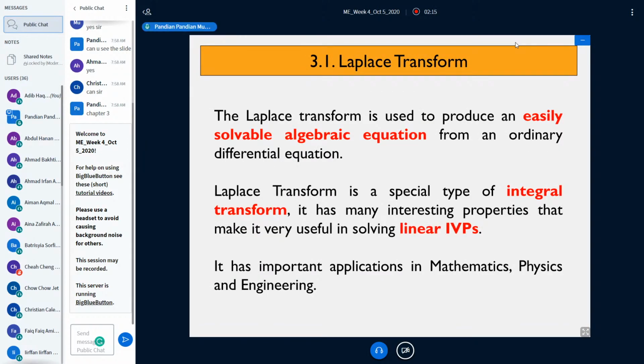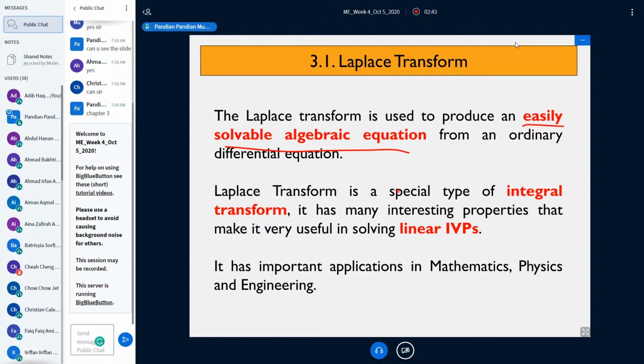Now, this Laplace transform is used to produce an easily solvable algebraic equation. We will see this later. You must be very good in algebra, basically partial fractions and the decomposition method. We will see that later, because without that, it will be very difficult for you to find the inverse Laplace.